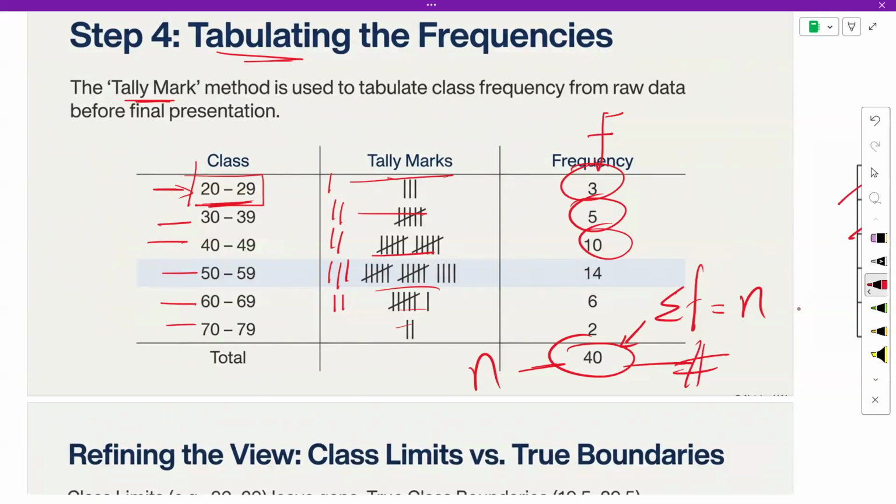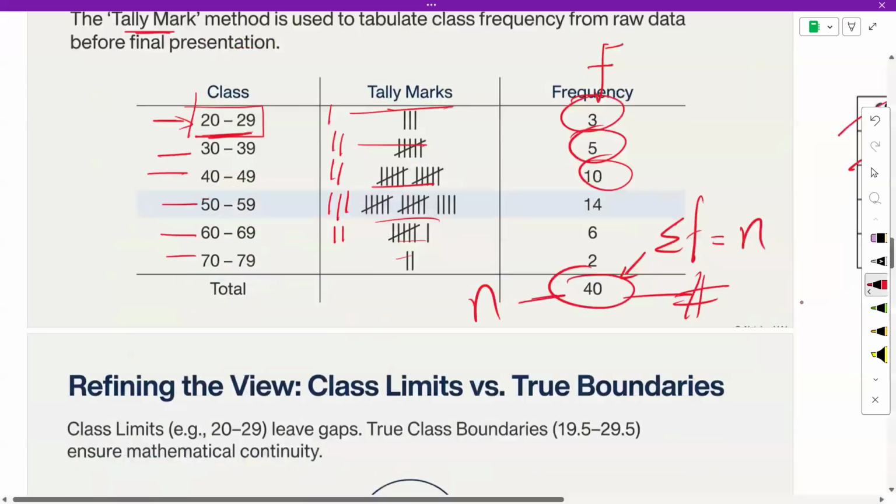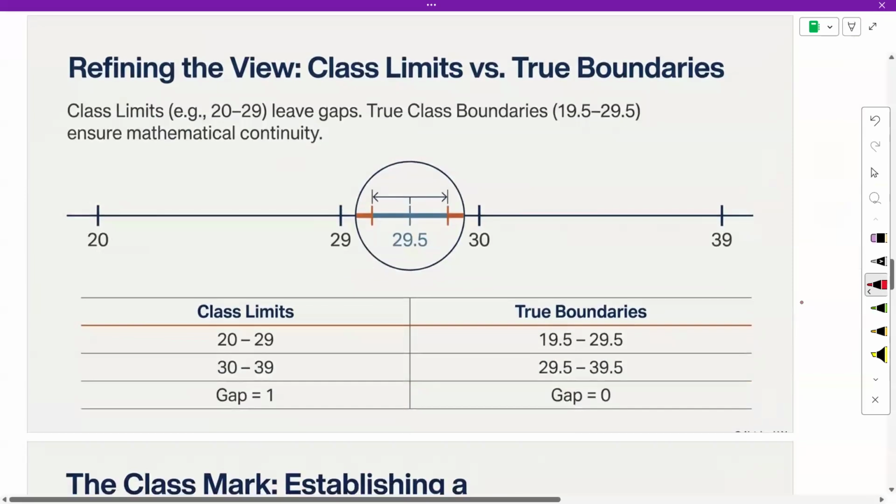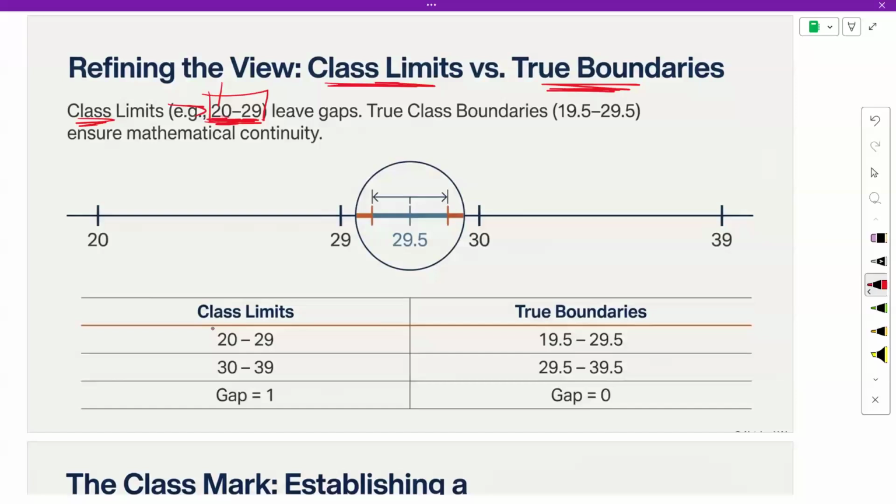We form the classes and enter the data in the relevant classes. As I told you earlier, refining the view, even though the class interval says 20 to 29, there are class limits and true boundaries. When you talk about class limits, the lower limit is 20 and the upper limit is 29 of this class.